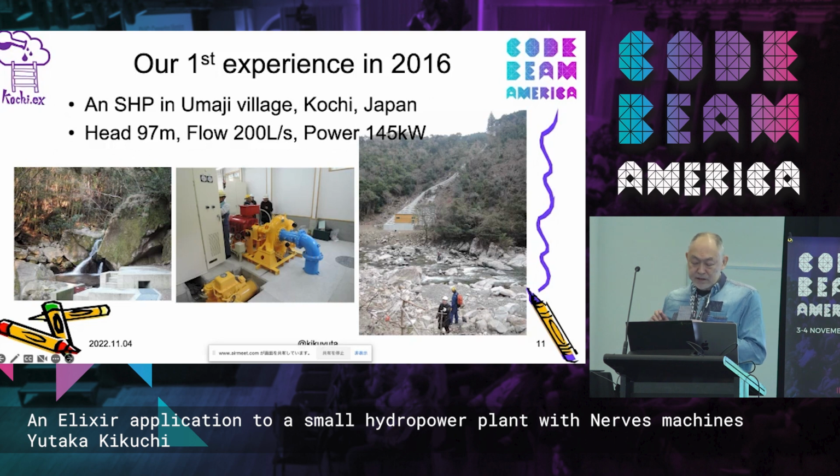The head or the altitude difference between the intake and the powerhouse is about 100 meters. A Francis turbine gets water at 200 liters per second, and an induction generator produces 145 kilowatts at maximum. It has been producing 800,000 kilowatt-hour a year, which corresponds to about 200 houses, typical houses in Japan.